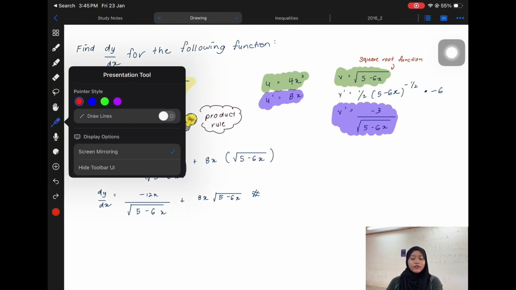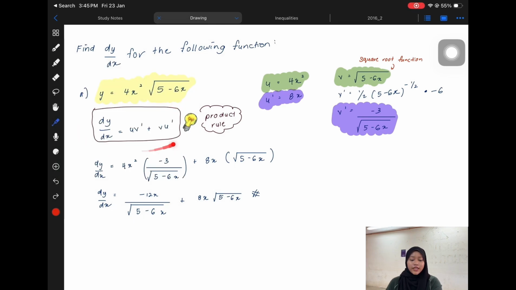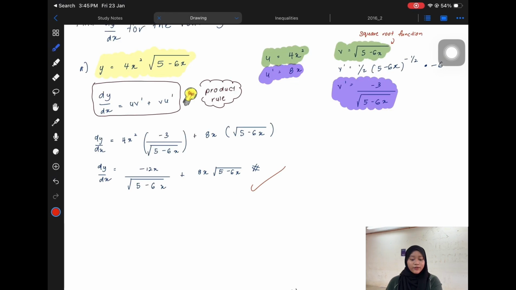The product rule formula is dy over dx equals u v prime plus v u prime. And then we substitute the values into the product rule, and this is the answer. This is the derivative of the function using the product rule. And then let's move to the second question.